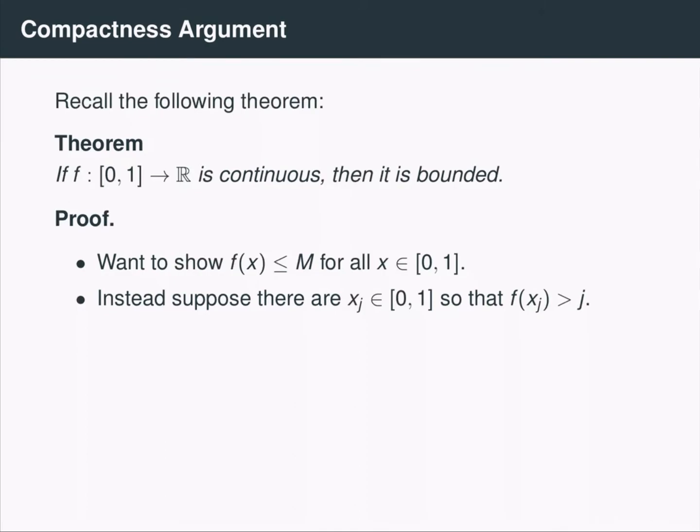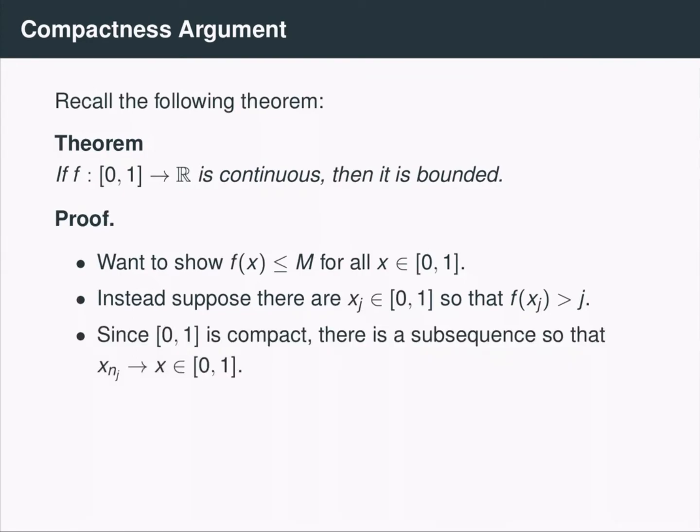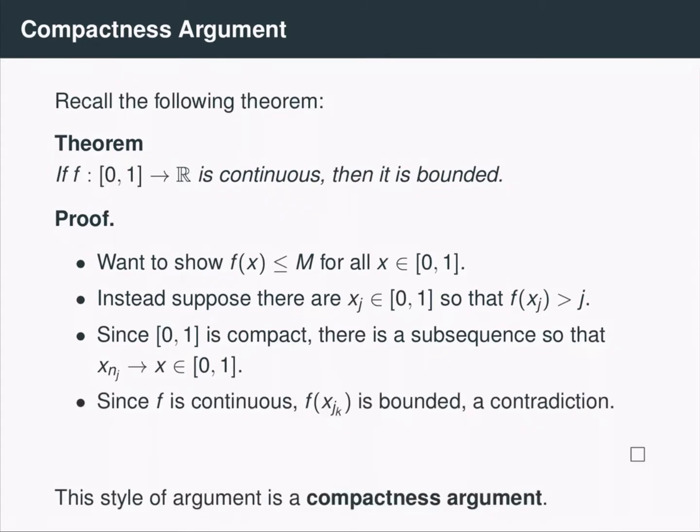That implies that for any integer j, we can find an element x_j of the unit interval for which f of x_j is bigger than j. Now, since the unit interval is compact, we can pass to a subsequence so that x_j converges to a number x in the unit interval. Since f is continuous, f of x_{j_k} converges, and thus it's bounded. But this is a contradiction, because f of x_{j_k} should also be going to infinity because of this lower bound. Thus we get a contradiction.